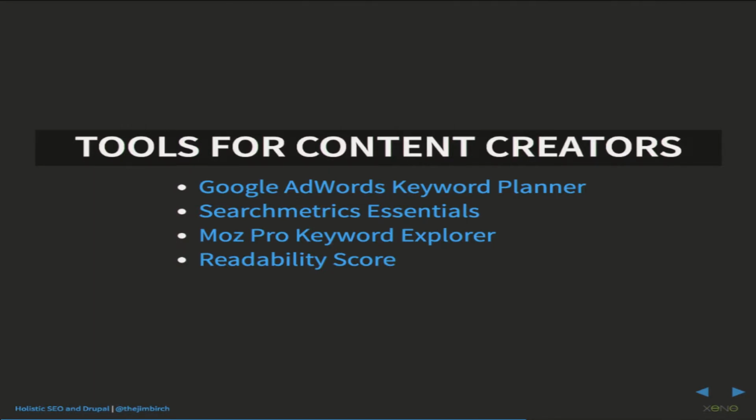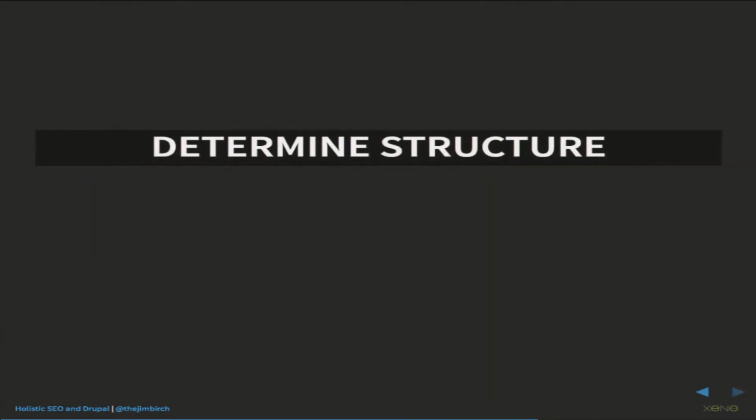Searchmetrics has a tool called Essentials. Moz has a tool called Pro Keyword Explorer. Those are both pay tools. And then Readability Score. This is the website I won't go to see. But it's pretty cool. You paste in your words and it'll judge you.